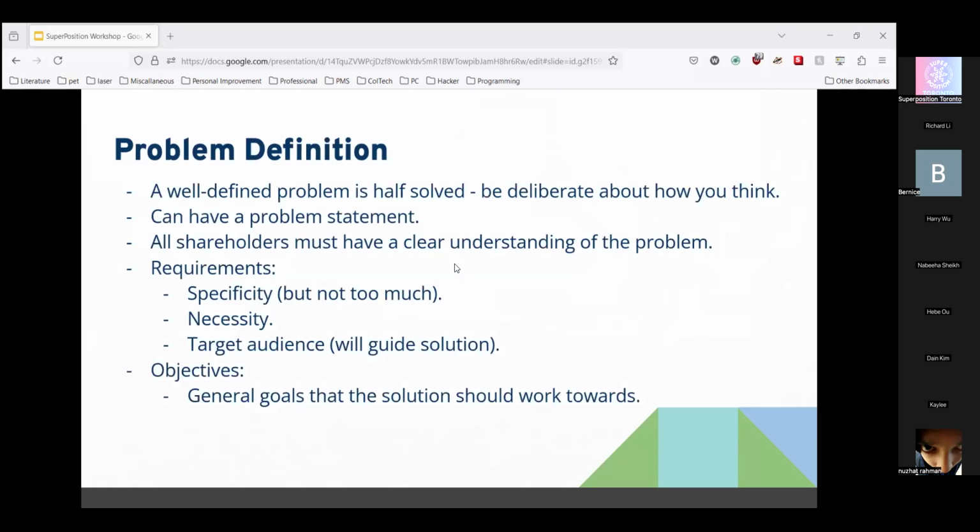So problem definition. The first step of solving a problem is having a problem. And it doesn't mean that you can just pick anything. You should be very deliberate and careful about how you're going to conceptualize this problem to yourself and how you're going to describe it to your fellow stakeholders.